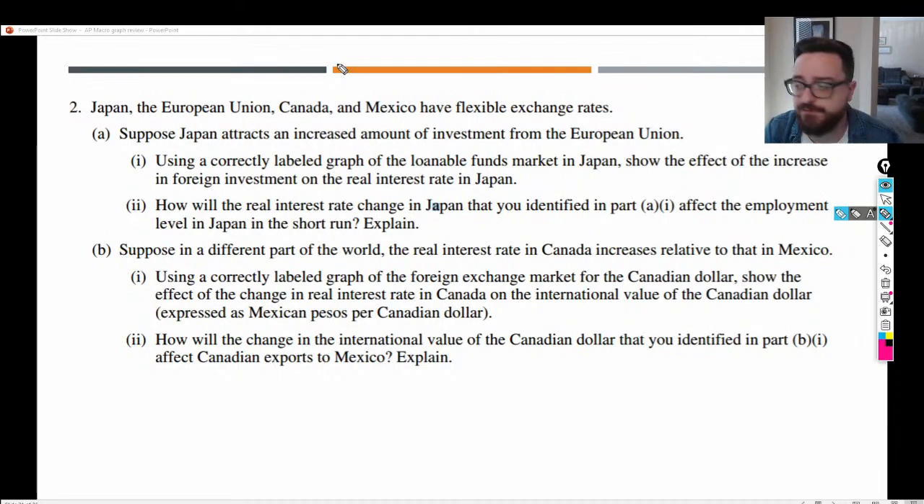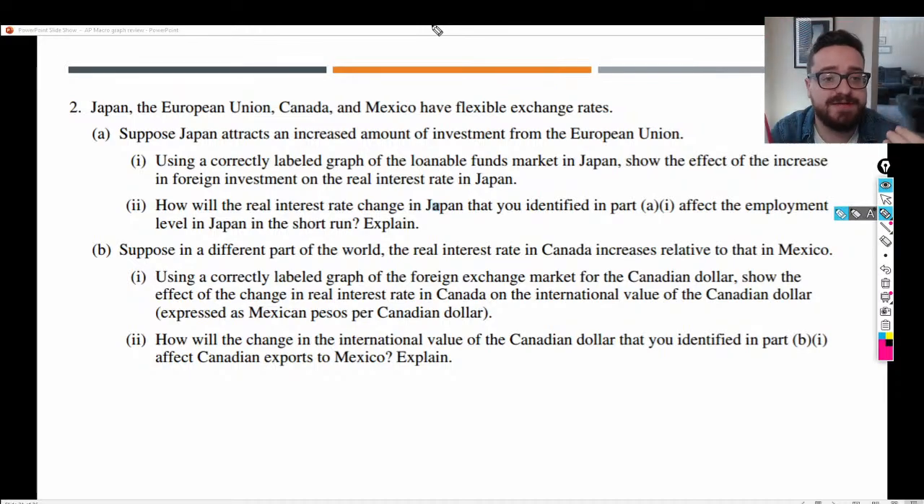So the increase in foreign investment on the real interest rate in Japan. Foreigners are investing more in Japan, meaning more money is coming into Japan. Japan has more money. The banks of Japan would probably have more money. Supply goes up. This is a capital flow situation in which money from another country coming into your economy affects the supply of loanable funds, because if there's more money in your economy, then banks will have more money.